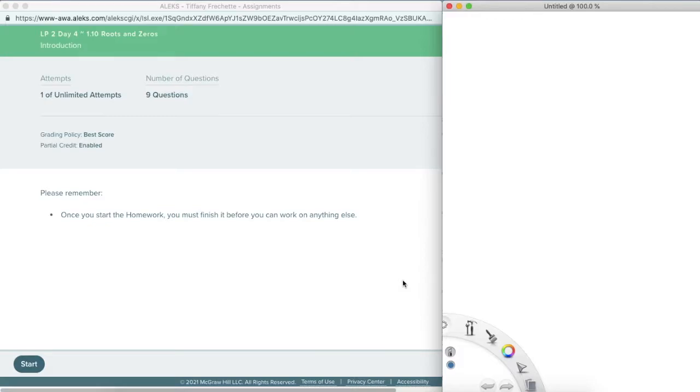All right, so we are in Chapter 1, Section 10, called Roots and Zeros. This is for Integrated Math 2, or IM2. So I'm just going to go over a few of the features on the screen here.